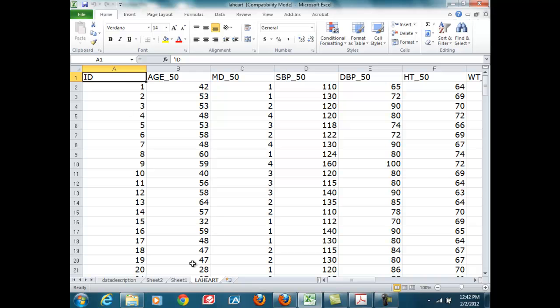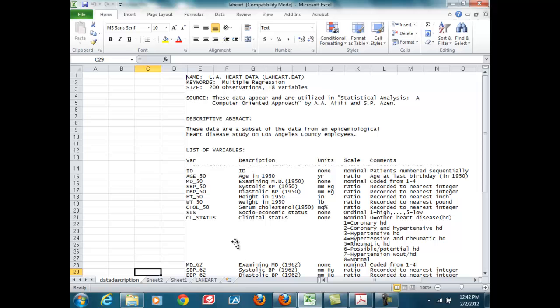So we have a data set, all right? And here is the description of this data. It says these data are a subset of the data from epidemiological. That's too much English for me. Does somebody know what epidemiological is? Can somebody tell me? Anybody?